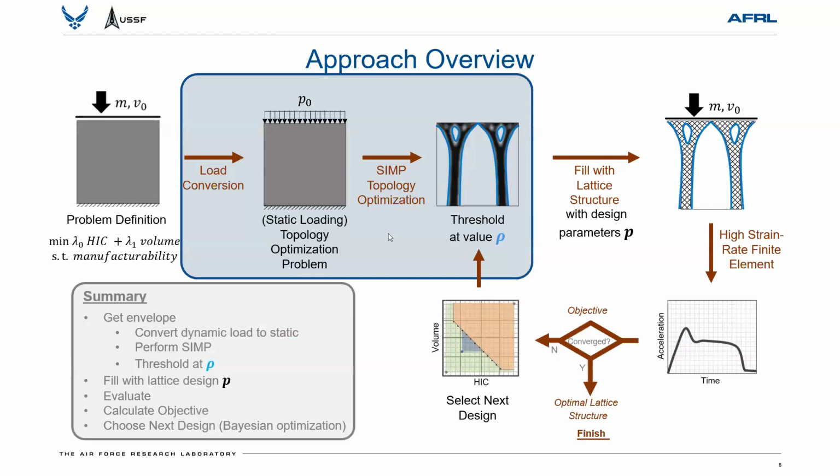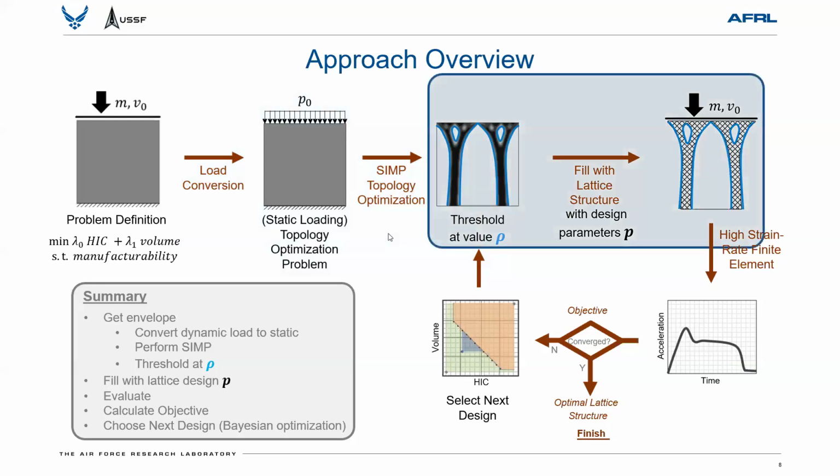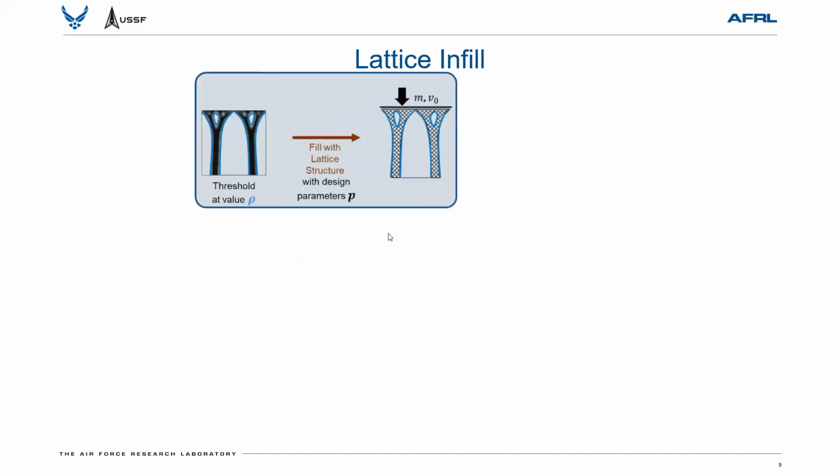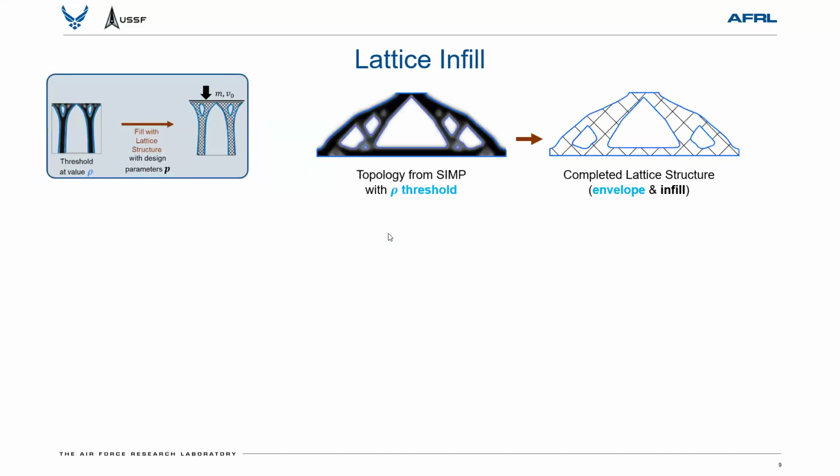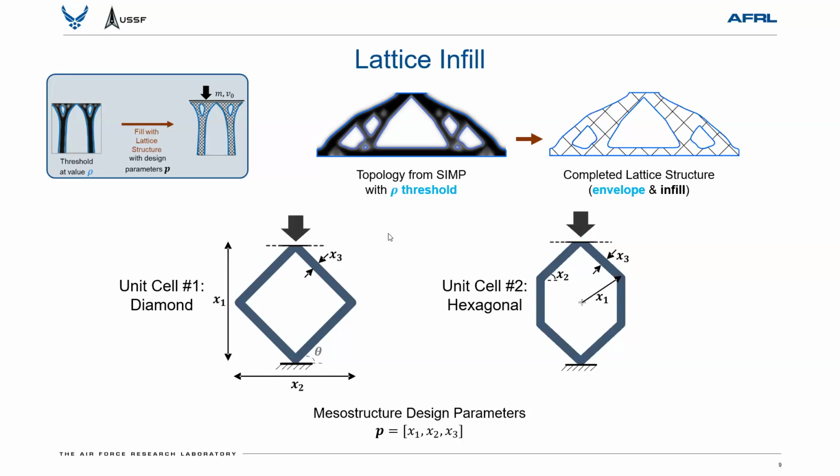Okay, so that gives us the overall envelope, which is not necessarily rectangular. How do we fill it with a lattice structure? So that's the next step. What I'll show here on the top is an example of a SIMP density field being filled in with the lattice structure. We're going to look at two different unit cells. One is the diamond, and one is a hexagon, both of which are parameterized according to 3 different design variables, which are illustrated here. And we want to pick the values of those design variables.